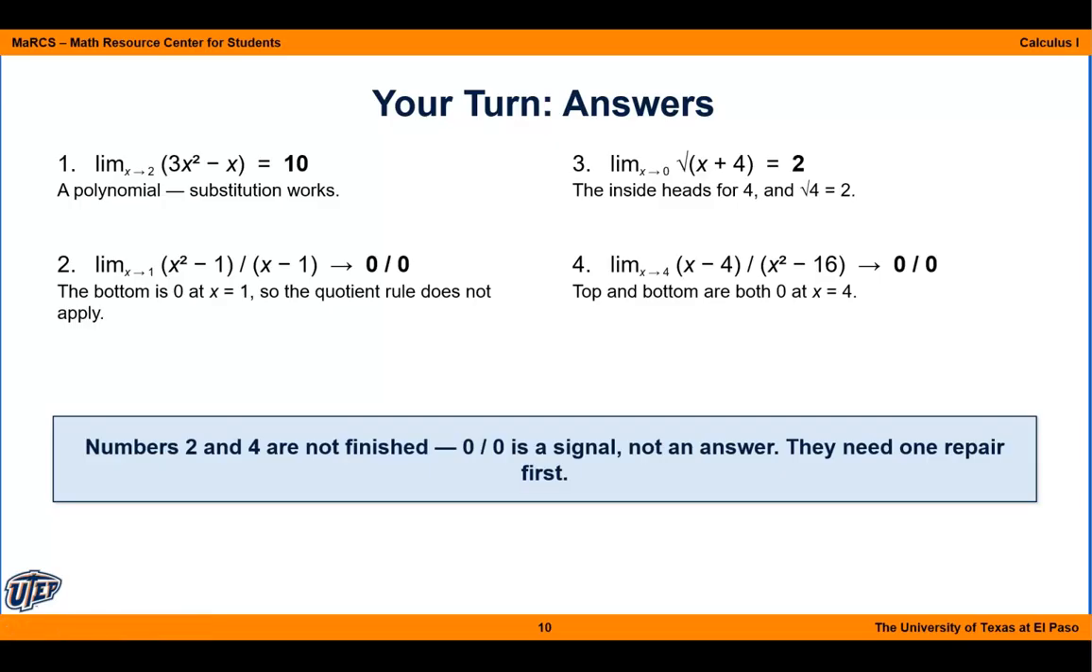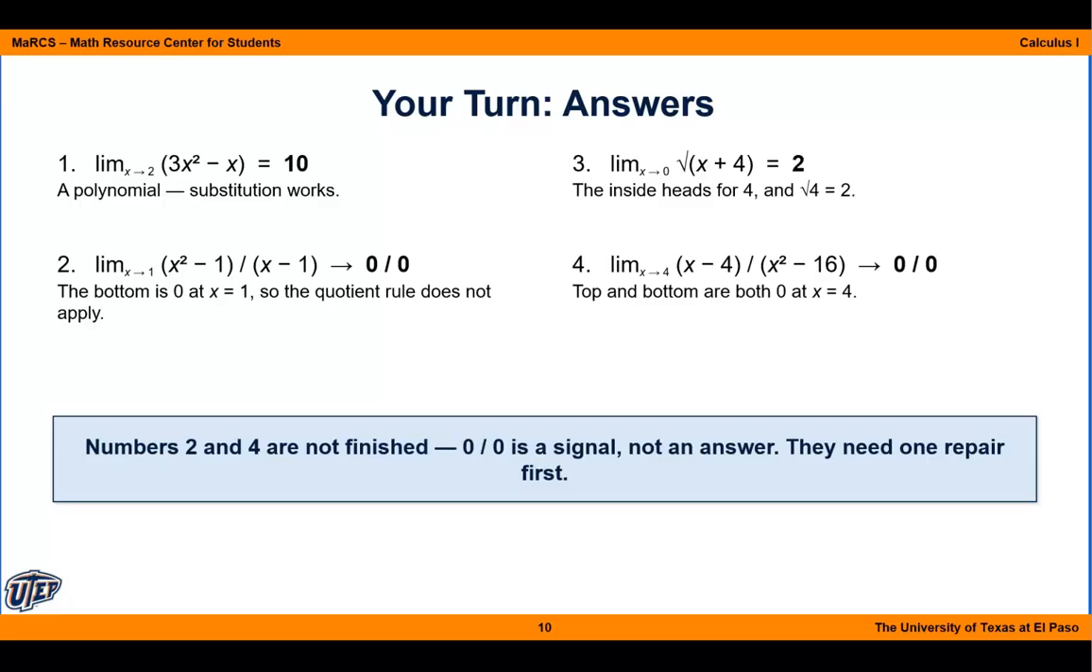Let's check your answers. For the first limit, substitute 2 for x. Because the expression is a polynomial, substitution works and the limit is 10. For the second limit, substituting 1 makes both the numerator and denominator 0. Therefore, we obtain the indeterminate form 0/0. This is not the final answer. For the third limit, substitute 0 for x. The expression inside the square root becomes 4, so the limit is 2.